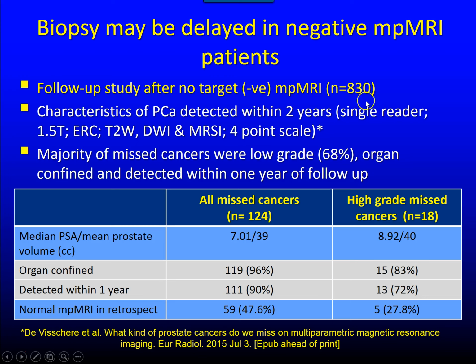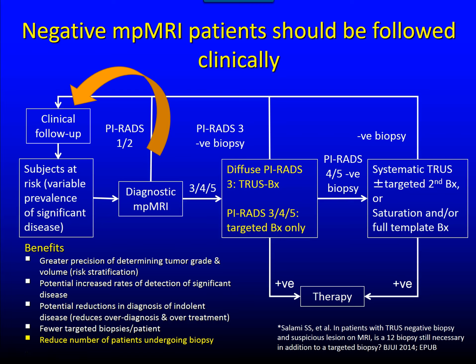So 18 out of 830 patients. The interesting thing was the majority of these were organ confined when detected, and the majority of these were detected within 1 year of follow-up. So what we're saying is, if you have a negative MRI, you do not discharge these patients, because we know that there are some significant cancers in this group. They need to be followed up, reassessed, and then they need to re-enter the diagnostic pathway if there is persistent clinical suspicion for disease within the prostate gland.